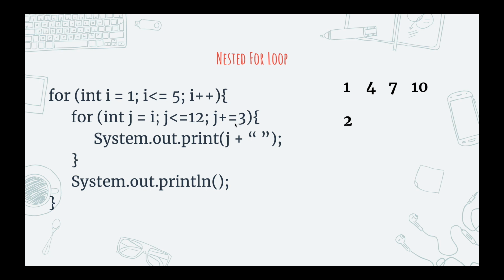Alrighty, let's add 3. j is no longer 2 because j is equal to j plus 3. So j is equal to 2 plus 3, j is equal to 5. Is 5 less than or equal to 12? Yes, it is. So it prints out 5. Let's add 3 again. j is now 8. Is 8 less than or equal to 12? Yes, it is. So it prints out 8. Alrighty, let's add 3 again.